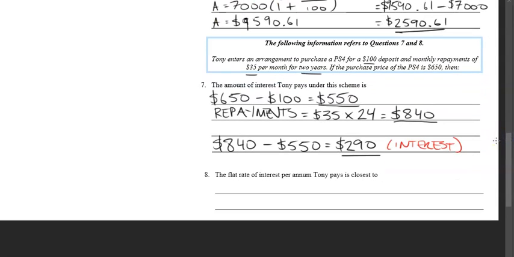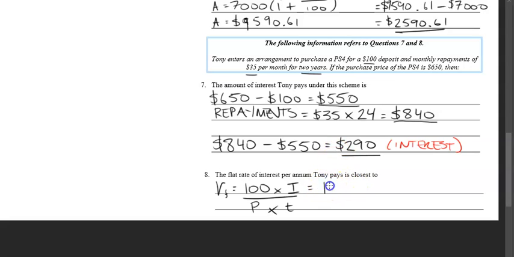So in order for you to find the flat rate, we need to recall our equation R_F, which is the flat rate, is 100 times the interest divided by the principal times time. And this is just the interest rate formula rearranged. And we have to be careful about the specific principal that we are using in this case.